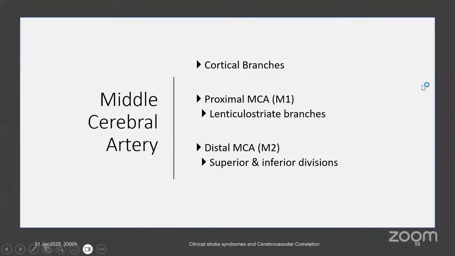So we have seen in the middle cerebral artery, there are cortical branches, and some of these proximal branches supply the basal ganglia, that is lenticulostriate branches.